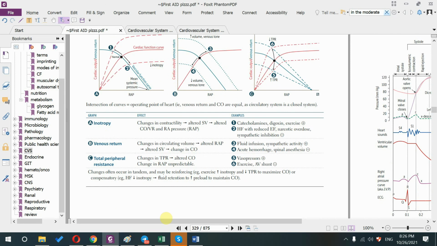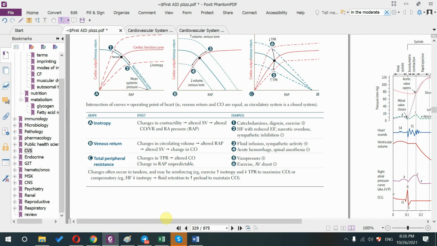Changes often occur in tandem and may be reinforcing. For example, exercise increases the inotropy and decreases the total peripheral resistance to maximize the cardiac output. In case of exercise, you want your cardiac output to be super high, so you increase the contractility of the heart and you decrease your total peripheral resistance, so you get 2 for 1 here.